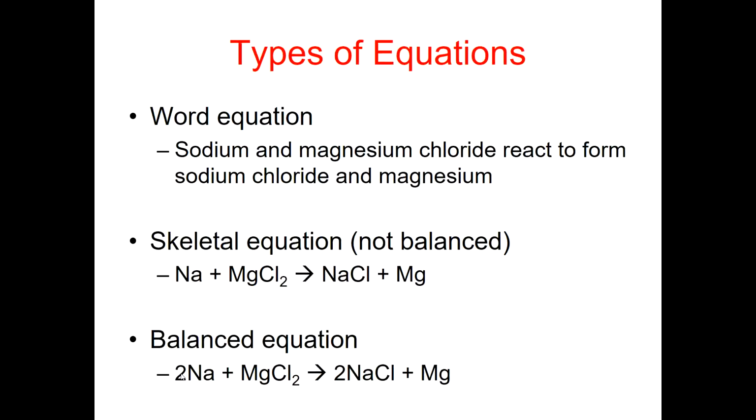Now that might not make a ton of sense right now, but we'll do plenty more examples as we go along of how to balance an equation. So just to summarize, word equations is an equation using words. Skeletal equation is an equation using formulas, but it is not balanced. And balanced equations mean that you have the same number of atoms of each element on both sides.